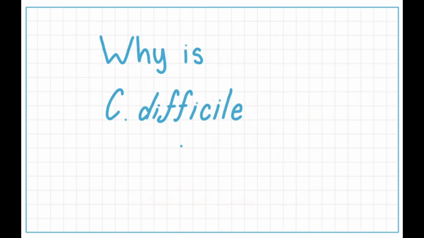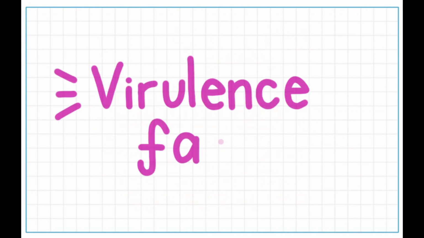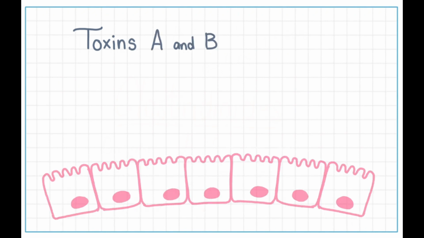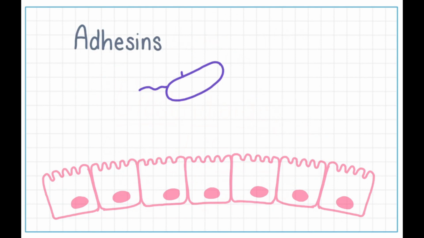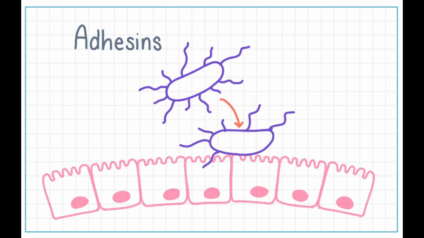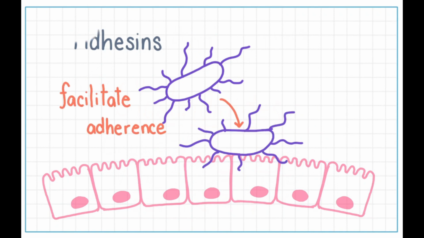And why is Clostridioides difficile so infectious? These bacteria possess a long list of virulence factors, such as toxins A and B. Toxins A and B are the primary virulence factors produced by Clostridioides difficile. These large exotoxins are responsible for the characteristic symptoms of CDI. They function by disrupting the cytoskeleton of intestinal cells, leading to cell death and mucosal damage. Clostridioides difficile also produces adhesins that facilitate its adherence to intestinal epithelial cells.